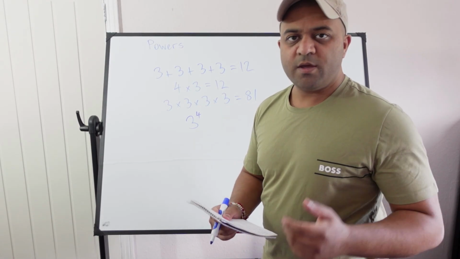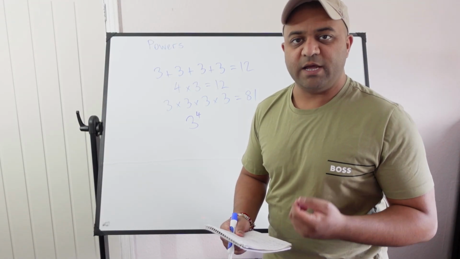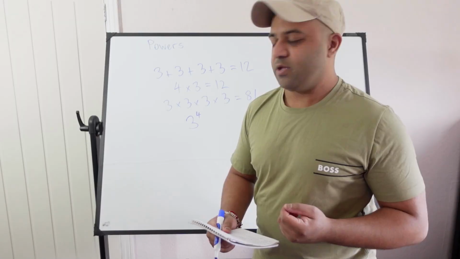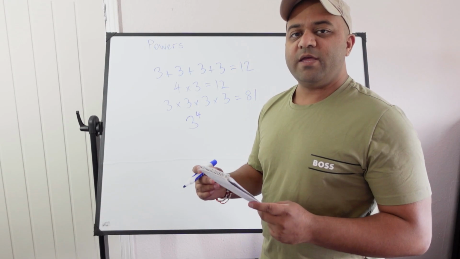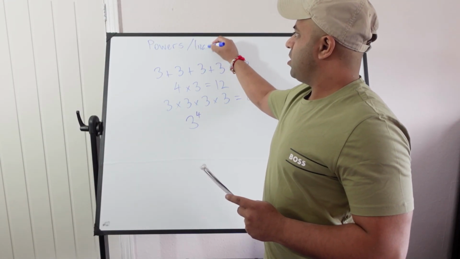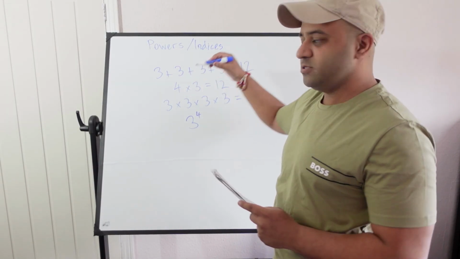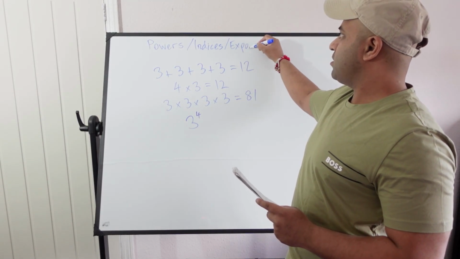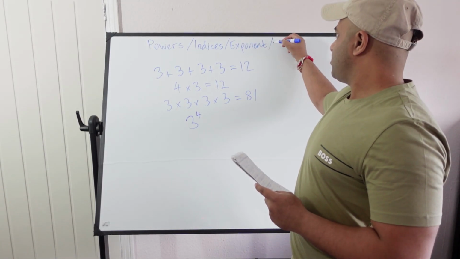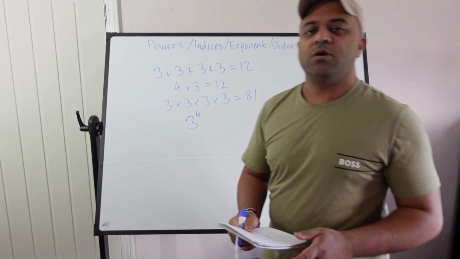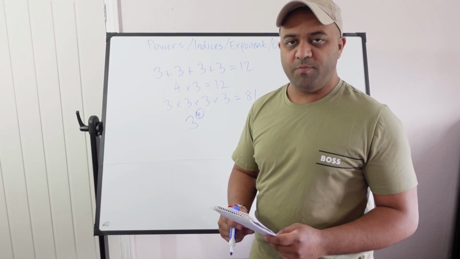right. Now, this little 4 is known as the power. Now, there are many other words for this number. There's powers. More often in maths, you'll hear the name indices. And another name for it is the exponent. And one more name is order. All of these words mean the same thing. They're just referring to this number here.